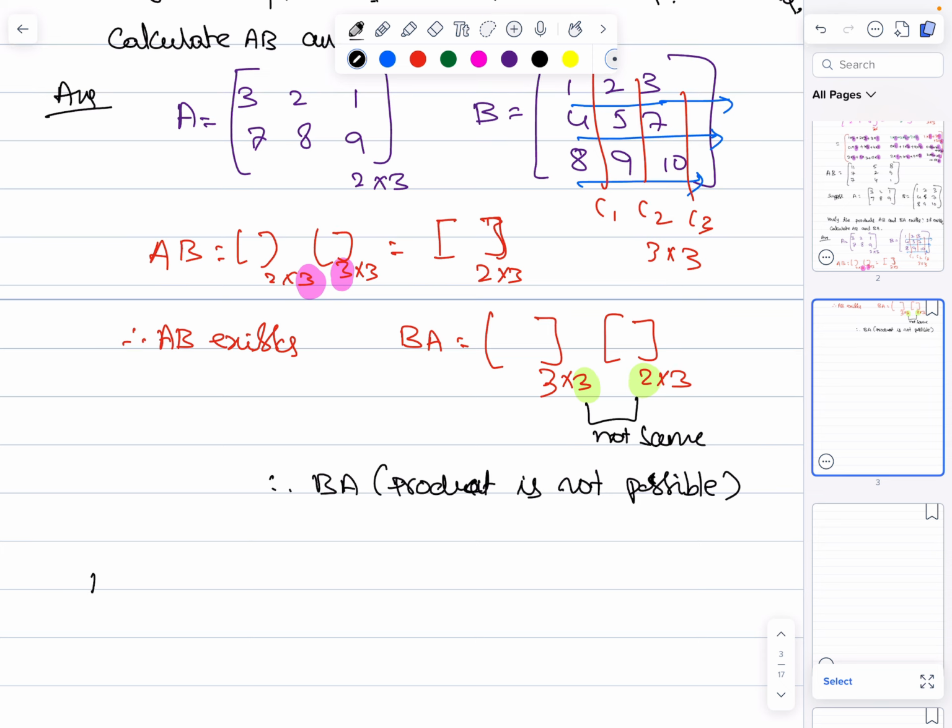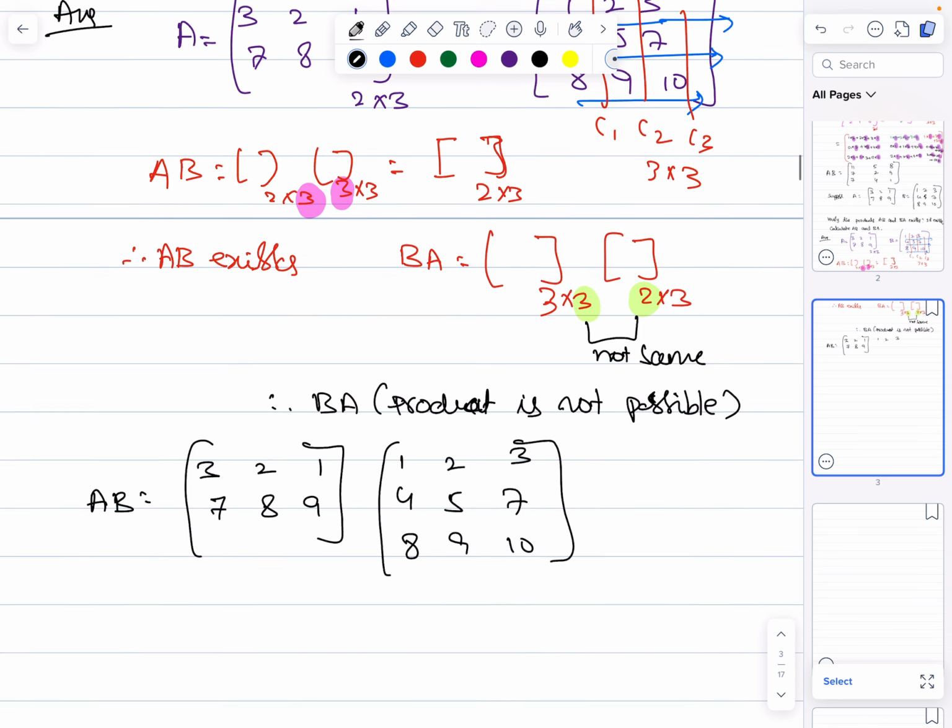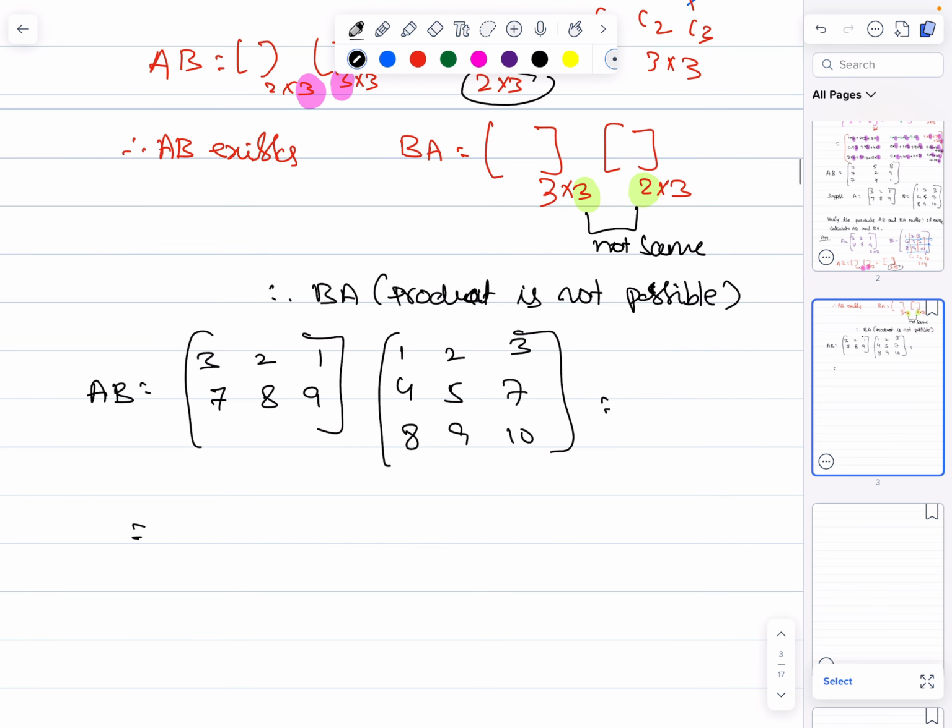We are calculating AB. A is 3, 2, 1, 7, 8, 9. We have already seen the 2 by 3 matrix as an output. To calculate that, you have to proceed rows with columns until all columns are exhausted. Therefore, I am taking 3 times 1, 2 with 4, 1 with 8. This is how you have to complete all elements. So, 3 into 1 plus 2 into 4 plus 1 into 8.